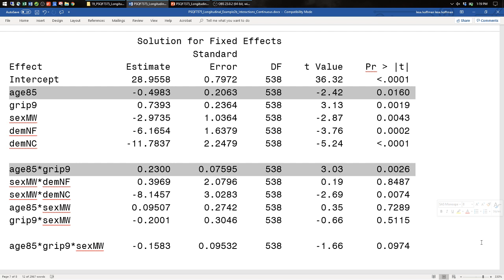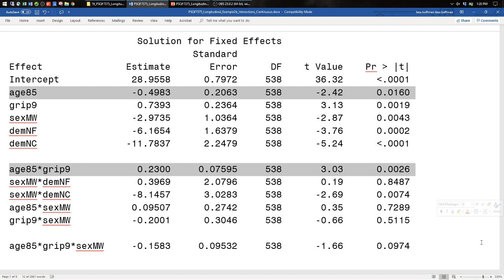For every. That's always how it starts. For every 1 unit more pounds per square inch of grip strength, for every additional pound, what happens to the age slope? The age slope becomes less negative by 0.23. There it is, the age slope. Yep. The age slope is the unit of the sentence now.